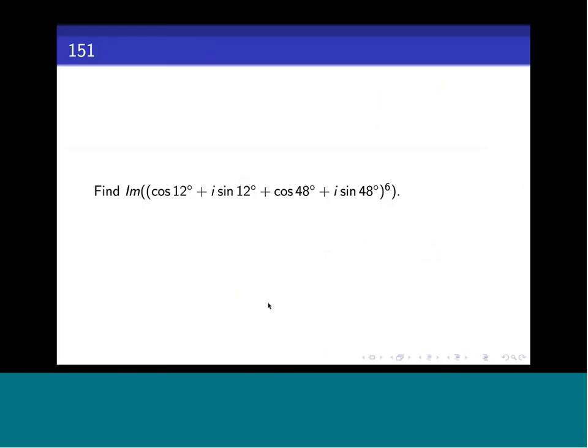Find the imaginary part of cosine. We did that one last time. Does anybody remember what it is?